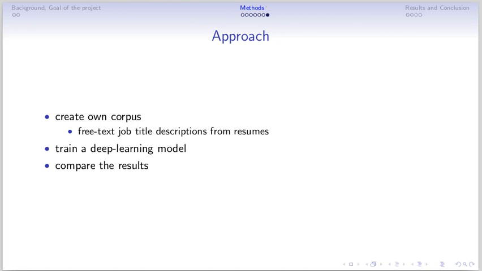Therefore, we asked domain experts to manually annotate a reference dataset of free text job title descriptions extracted from CVs. Then we use this corpus to train a deep learning model and compare the results against the reference models mentioned above.